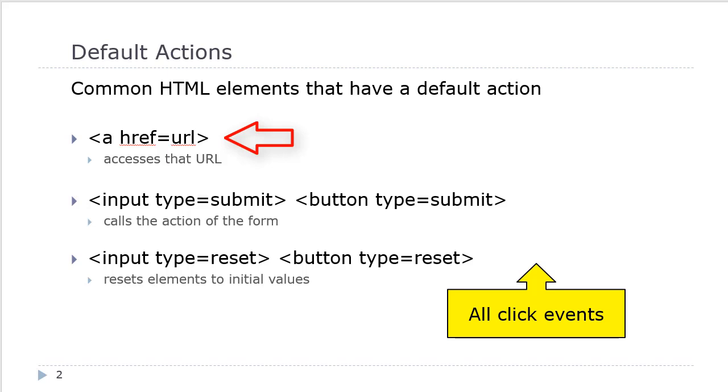For example, if we click on an anchor, we will by default be taken to the value of the href attribute, which is generally another web page. If we click on the button type equals submit, it generally will call the action of the form and submit it. Type equals reset will also by default reset the elements to the initial values.